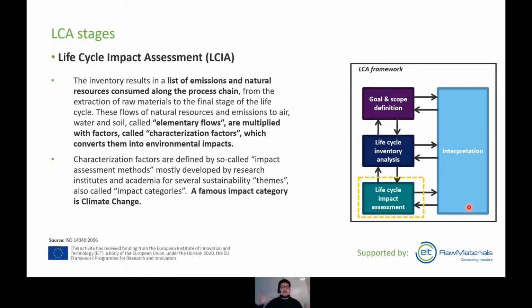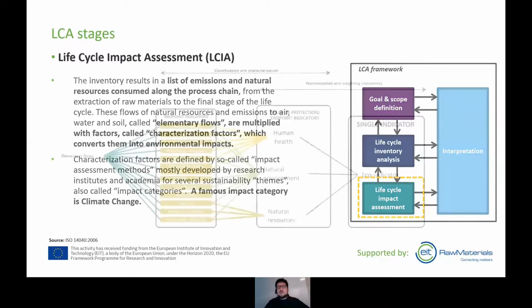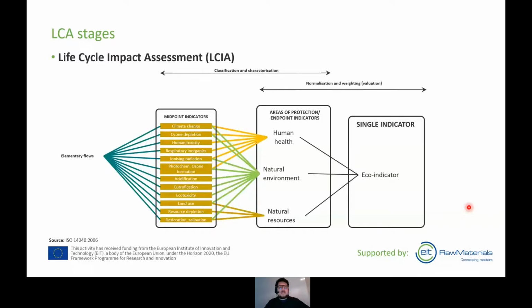And here is where all these inputs and outputs, all these emissions to air, soil, and water, are transformed into impact categories. All these flows that I mentioned before are called elementary flows. Thereafter, they are multiplied by certain characterization factors in order to have results that, for instance, can be climate change or the carbon footprint indicator. So it will be easier if we see some examples here.